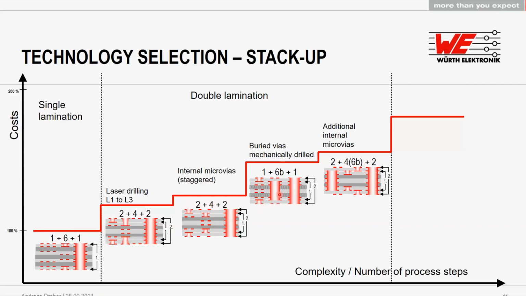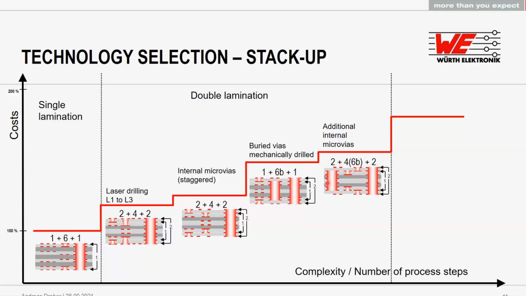And you can include also mechanically drilled buried vias on the inner layer and use this as a help for the fan out. But with a different drilling process, laser drilling is a different process than the conventional drilling. So it's an additional step here, which raises the costs a little bit more. We see the cost details later at the end in the summary.